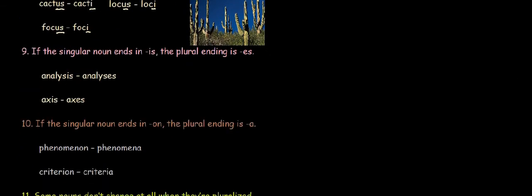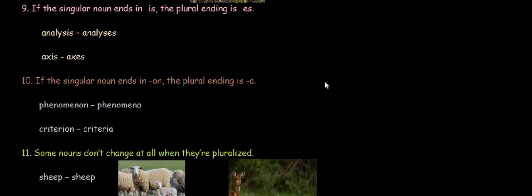So with that, let's move to the ninth method. Here, if the singular nouns end in IS, the plural ending is ES. For an example, analysis, the plural is analyses. Axis, plural is axes. The IS is replaced with ES.